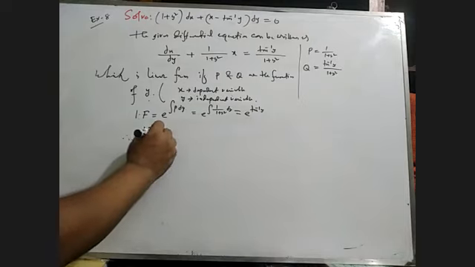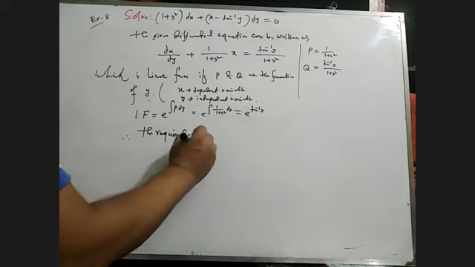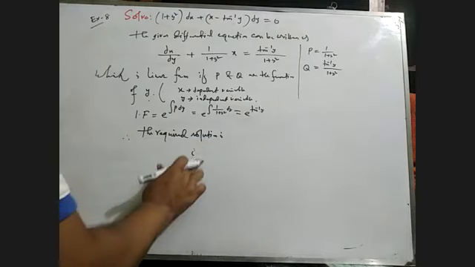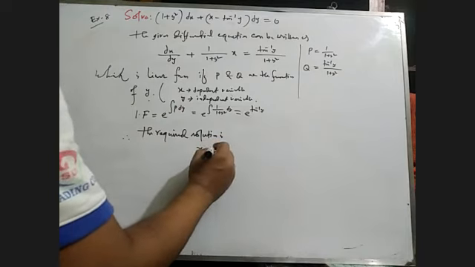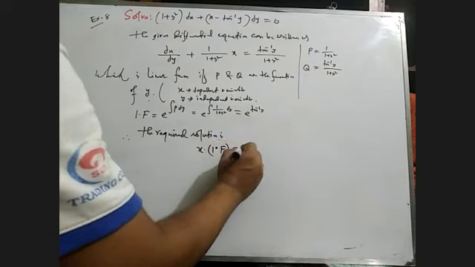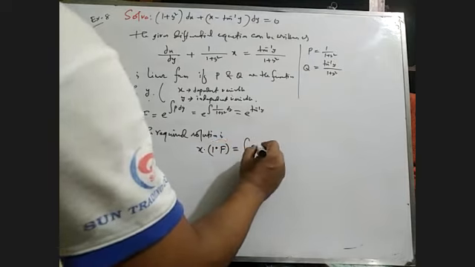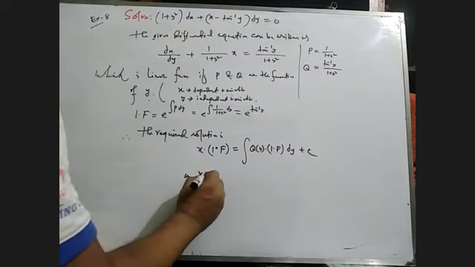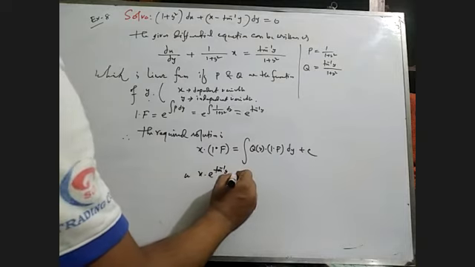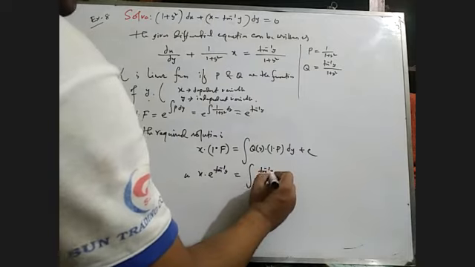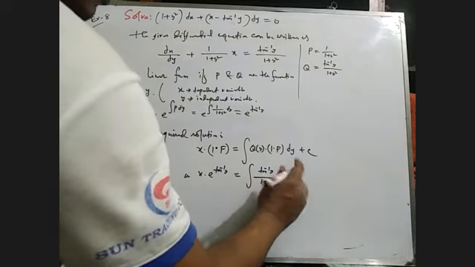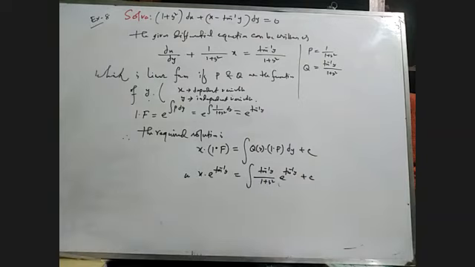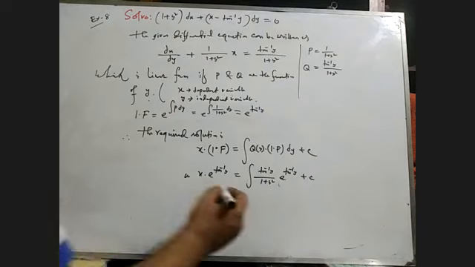Now the required solution is x times the integrating factor, since x is the dependent variable, equals the integral of q(y) times the integrating factor dy plus c. Now, how can we integrate this?